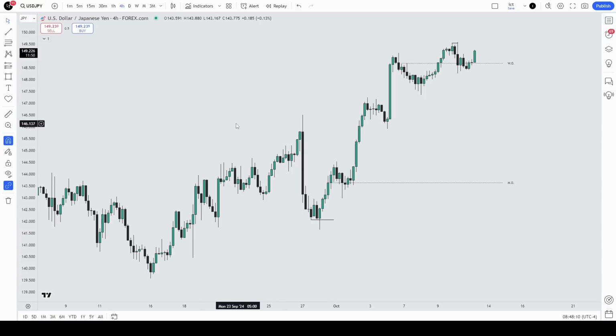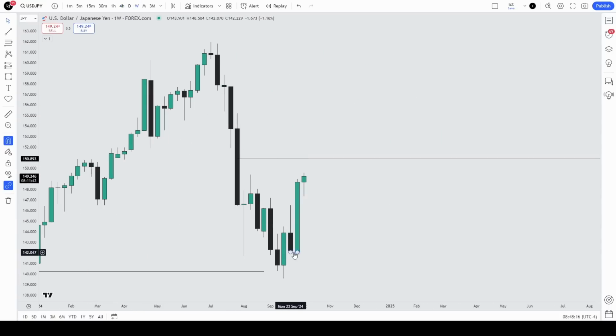Why? Because of that logic I framed just then, where on the weekly chart, we opened up, rallied lower below the previous week low, and now we target the previous week high because we are bullish. So the previous week high rests here.